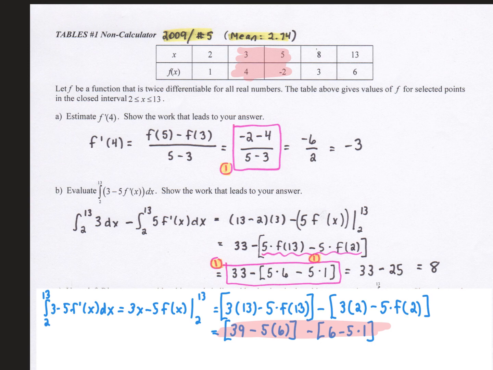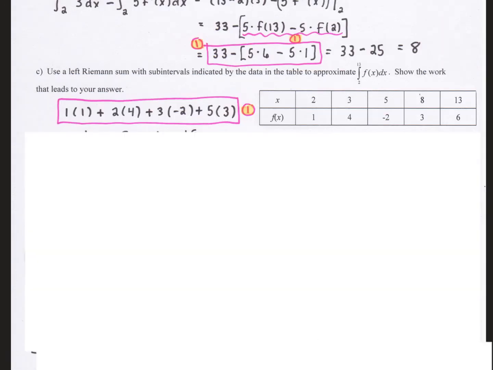Our next question is a left Riemann sum. The left Riemann sum is going to approximate this integral from 2 to 13 of f of x. So I find the difference in my subinterval, which is a 1, and I multiply times the height on the left. So my first rectangle is 1 times 1, and my second one from 3 to 5 is 2 units, times the height on the left would be a 2 times 4.